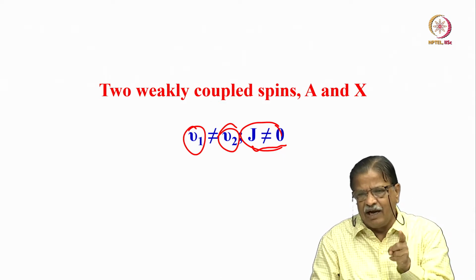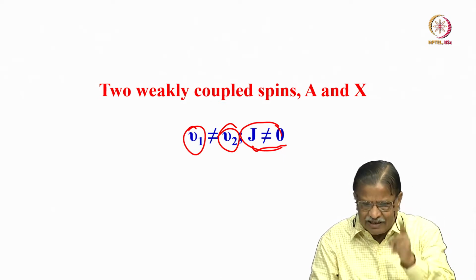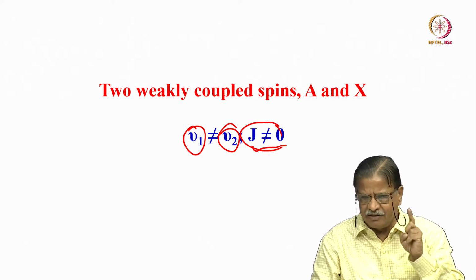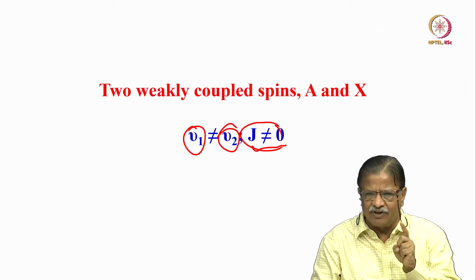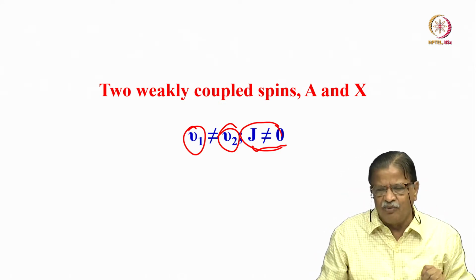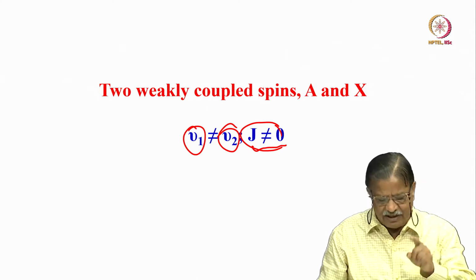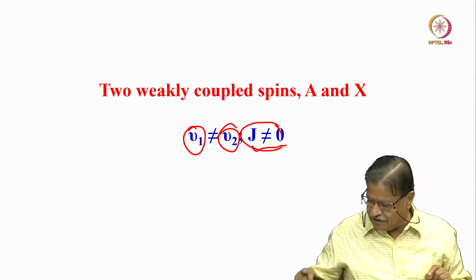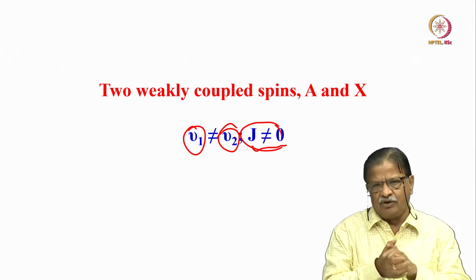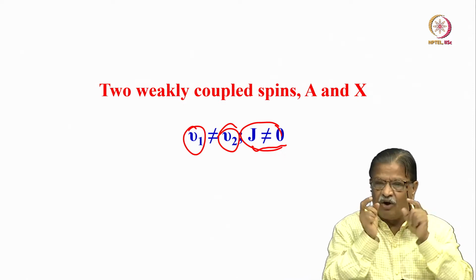We already know the wave functions, so we only have to construct the matrix, solve the secular equation, get the eigenvalues and then get the frequencies of transition. That is what we have to do in this situation. Since time is up, I will stop here. In the next class we can analyze this 2 weakly coupled spin system with J not equal to 0.